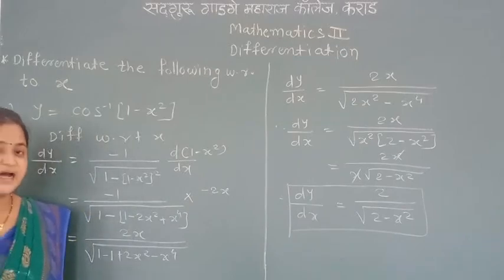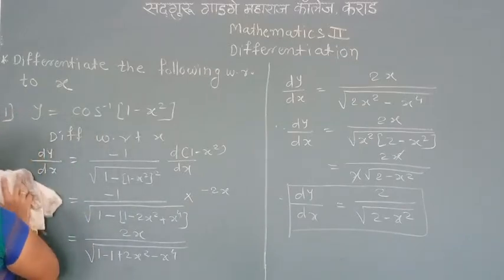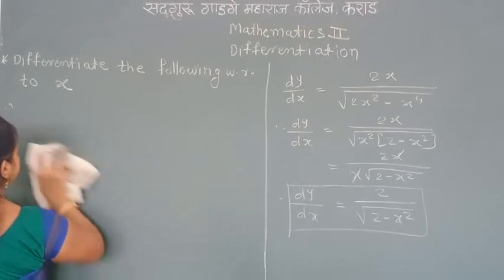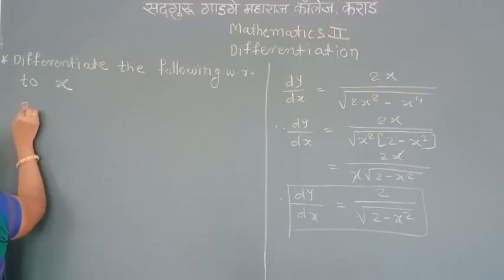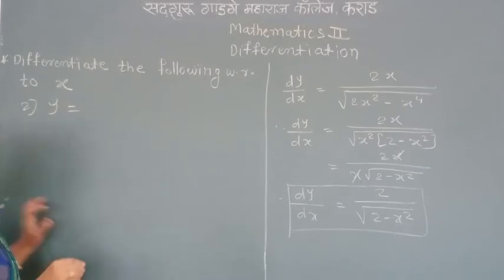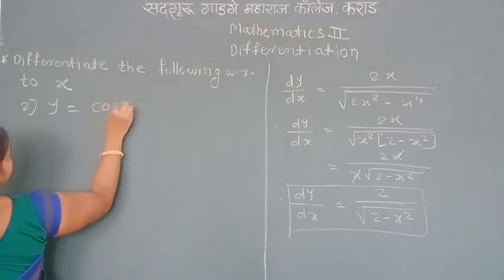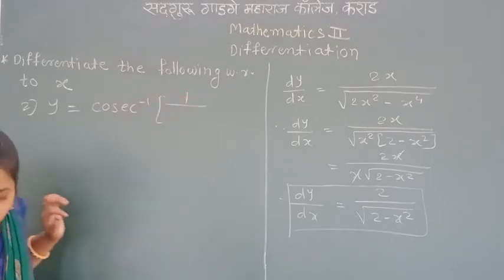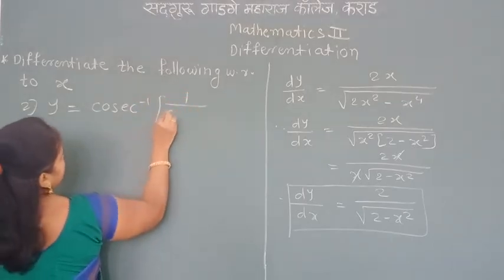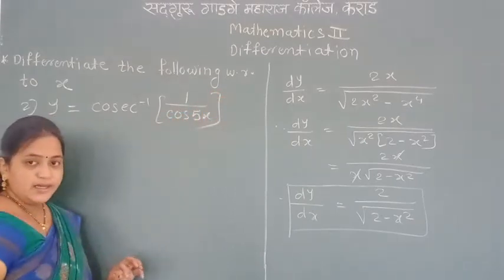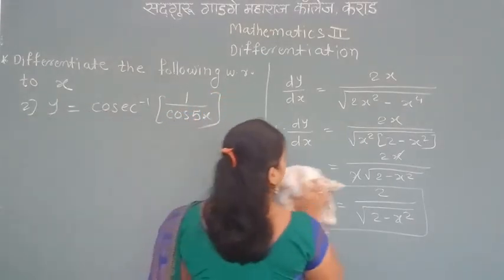Okay. Now we can start the next example. Write down the next example. y is equal to cosec inverse of (1 upon cos 5x). So this is my example, cosec inverse.